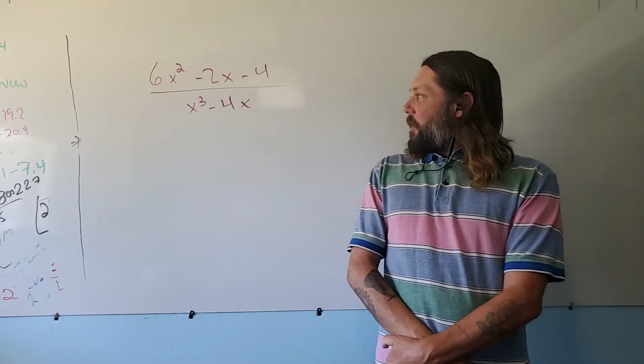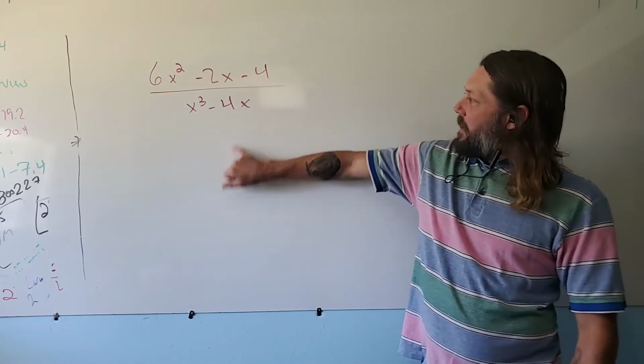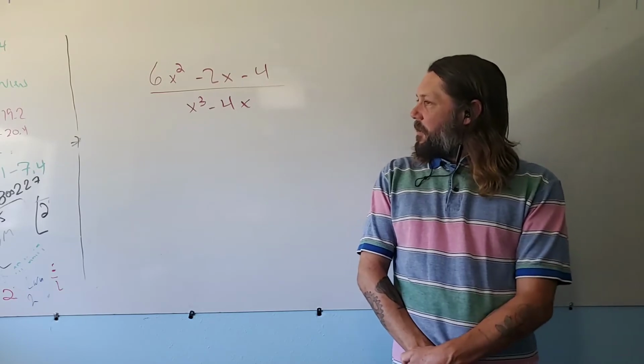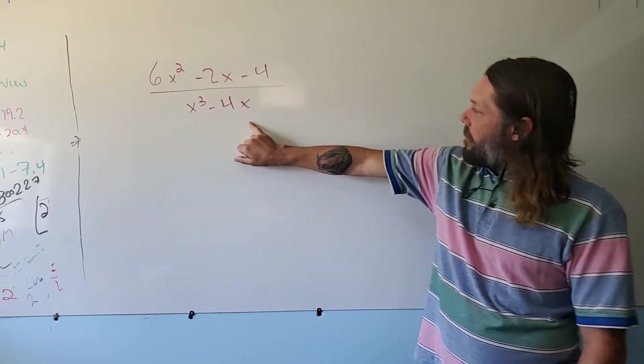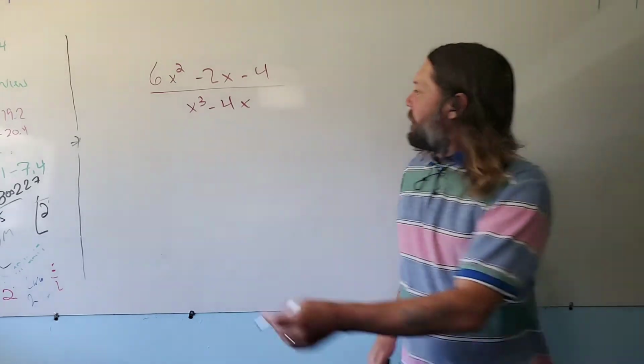Alright, so let's just go ahead and jump right in. So remember, the first thing we want to do is factor the denominator. And we're going to factor the denominator using FAN/FAB/AC. I can't factor out a number, but I can factor out a variable because everybody has an X.